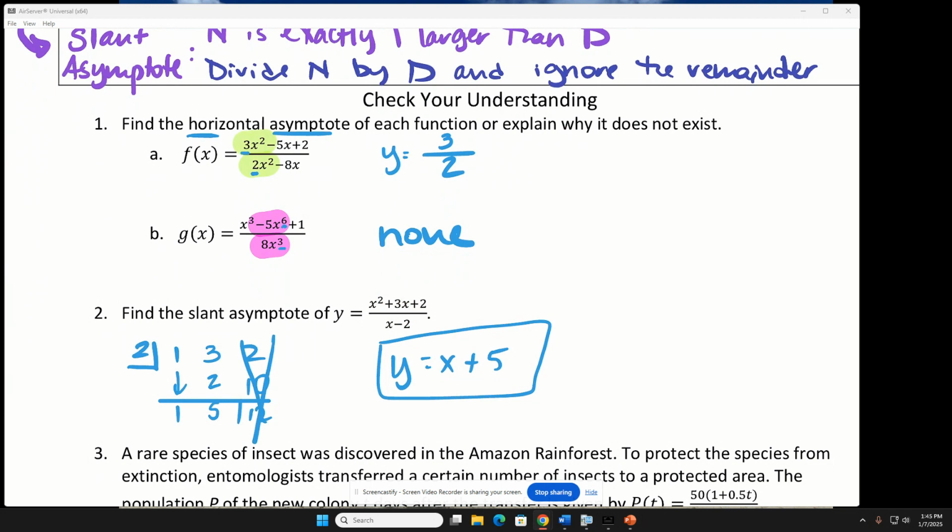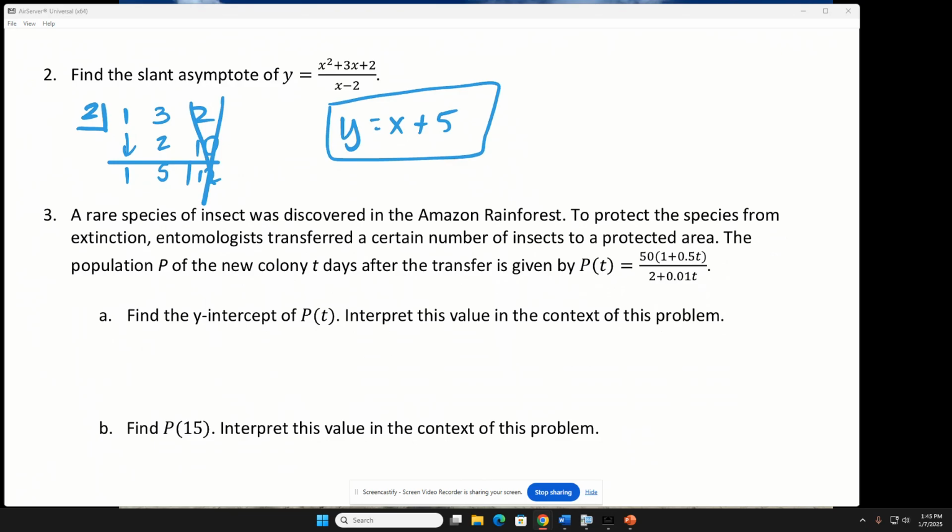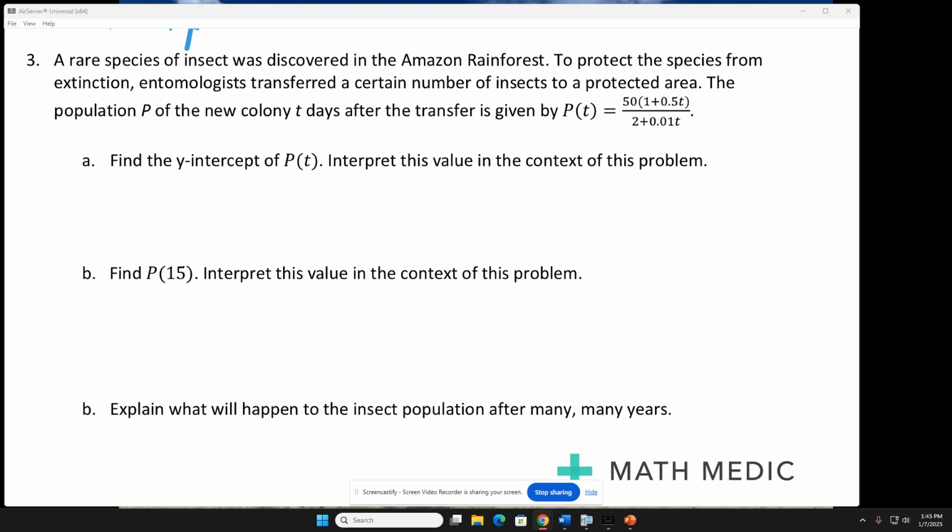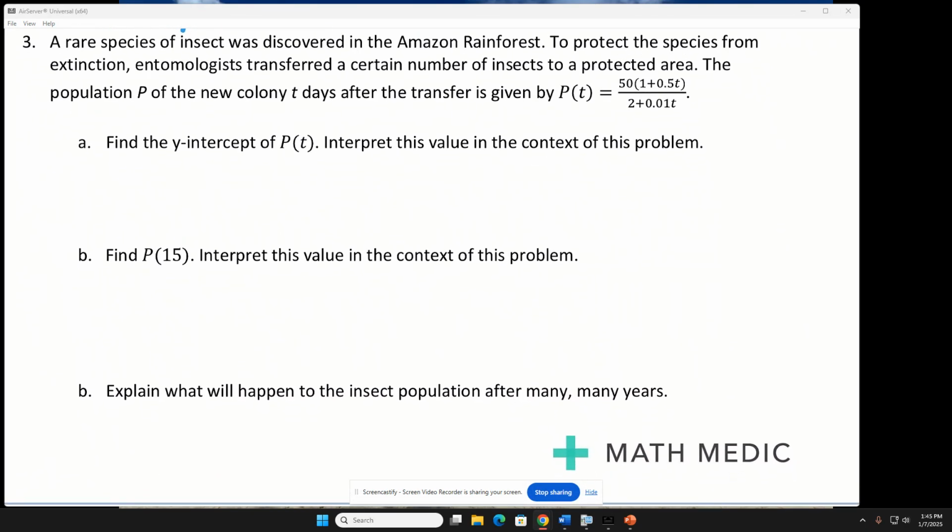Okay. And then this last one is an application problem. So this is a pretty common application problem. This one's talking about insects. I've seen these talking about elk population or a deer population or all different kinds of things that might be going extinct or they want to build up a population of something. So this one is insects.